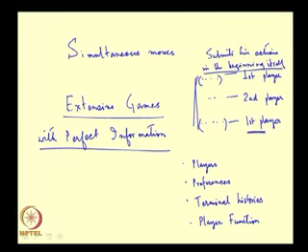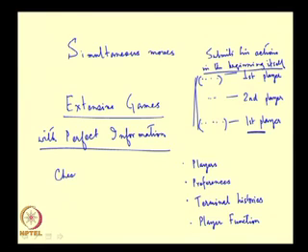So, therefore, these are the 4 components in an extensive form game. In any extensive game, if I know these 4 components, then I basically know everything that is needed to be known about that game.